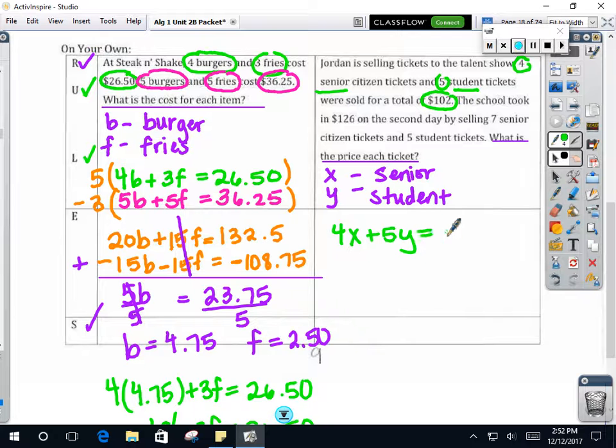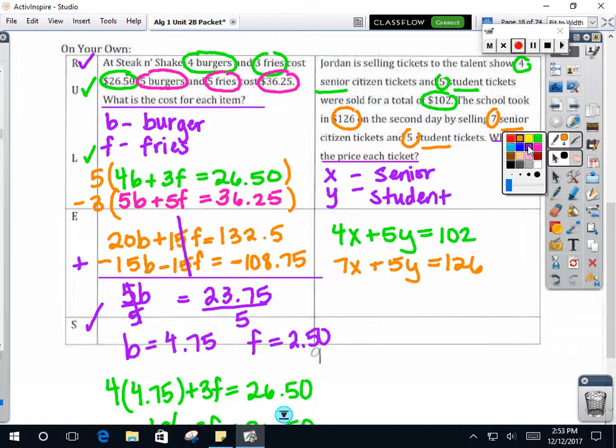Okay, then this one says the school took in $126 on the second day by selling 7 senior tickets and 5 student tickets. What does that equation look like? Okay. Do we have the variable that's ready to be eliminated? Almost. Right. You are going to have to multiply by -1. Which equation? But does it matter? It could be either. Why would it be better?